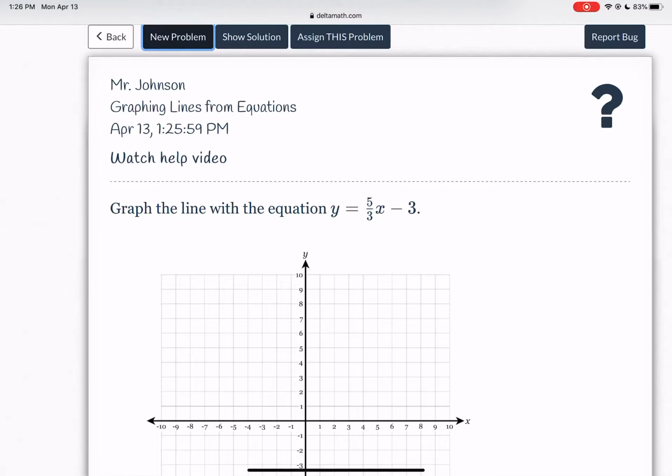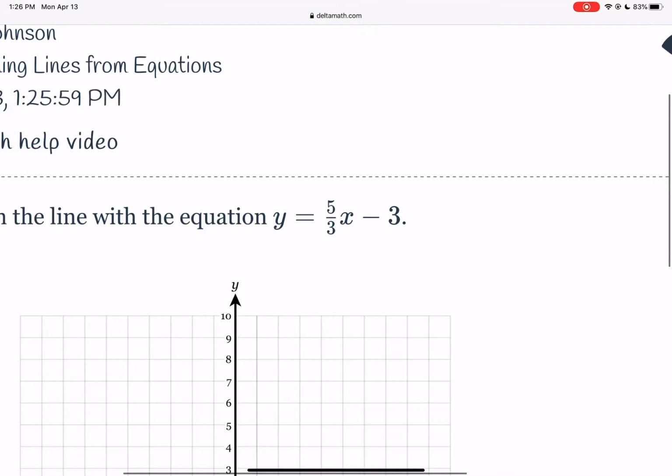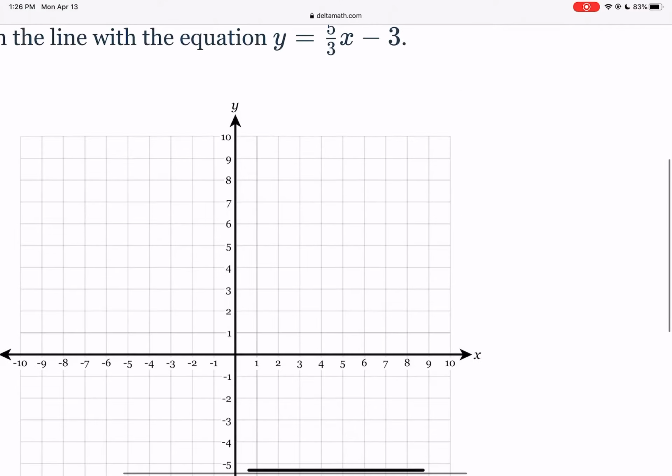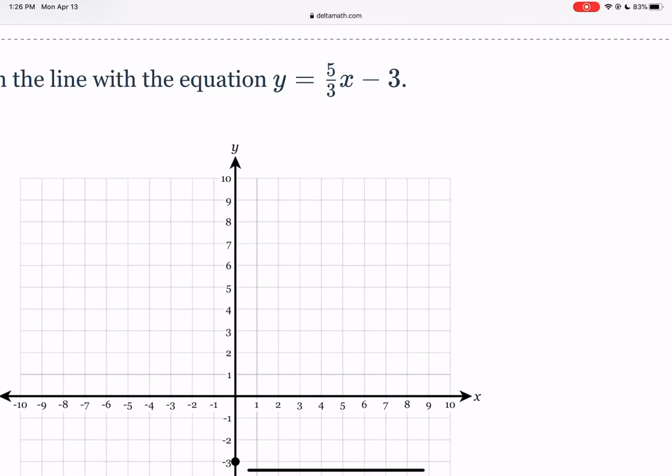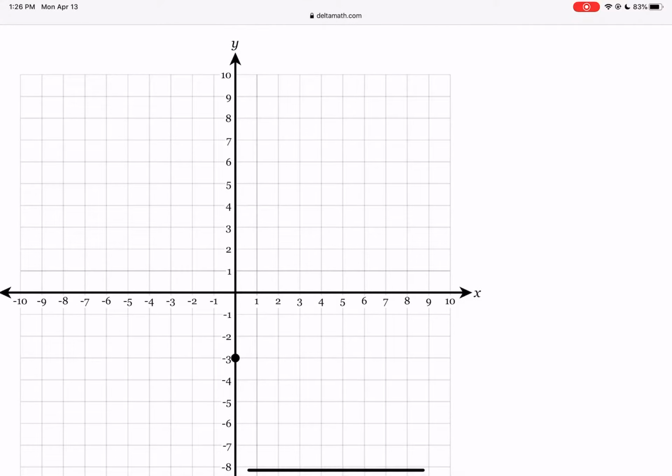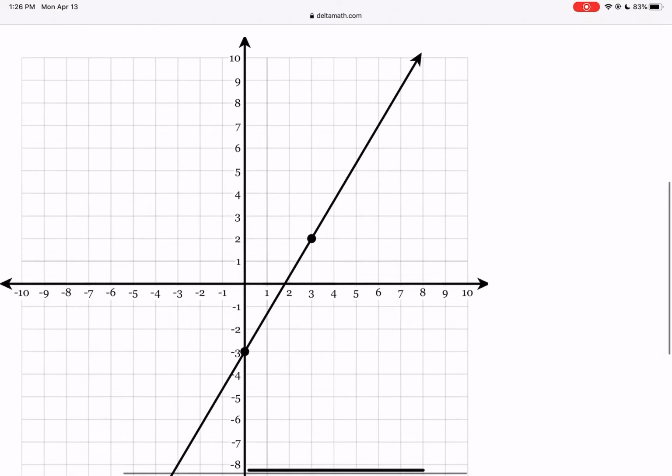Okay, so here, starting at -3, and then rise over run, up 5, right 3. So 1, 2, 3, 4, 5, 1, 2, 3. And there's my line.